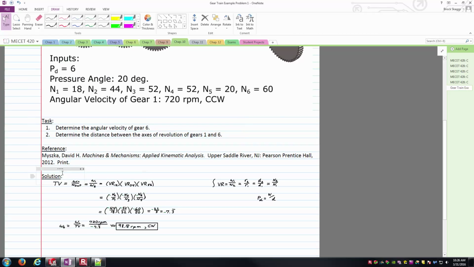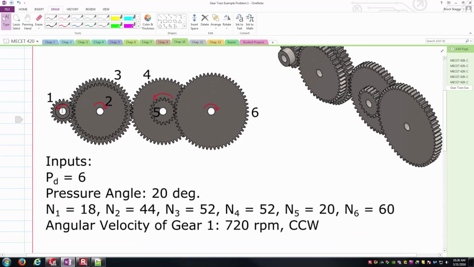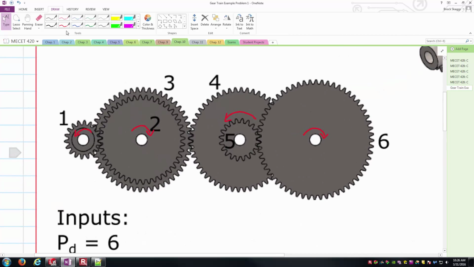And so now on to task number 2, determine the center distance between the axes of revolution of gears 1 and 6. By the axes of revolution between gears 1 and 6, we're wanting this horizontal dimension between the center of gear 1 and the center of gear 6. And so one way to look at this would just be looking at how these gears mesh up. When these gears mesh, the pitch circles would become tangent to each other, and so the radii would add to each other.